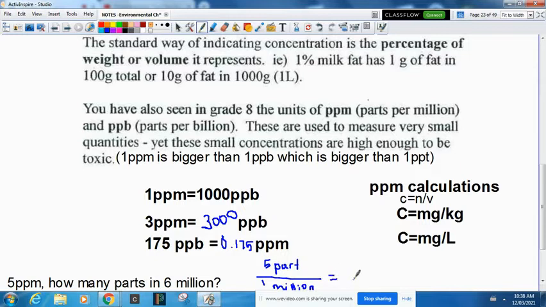5 parts in 1 million equals x over 6 million. Right, and then to solve for x like you do in math, you just have to cross multiply. So x equals 5 times 6 divided by 1. That gives you 30 parts. So there's 30 parts in 6 million if there's 5 parts in 1 million.